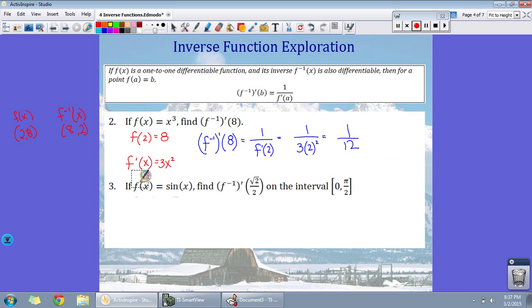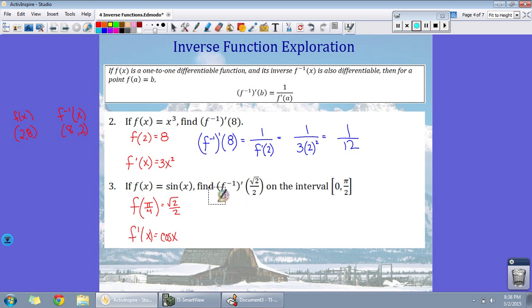For number 3, again, this is the y value for the original, and it's the x value for the inverse. So we're trying to figure out what angle will give us the square root of 2 over 2. And on the interval from 0 to pi over 2, the sine of pi over 4 gives us square root 2 over 2. Then we're going to take the derivative of sine x. The derivative of sine x is cosine x.